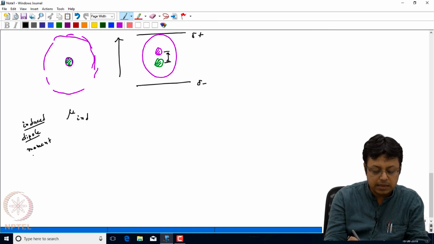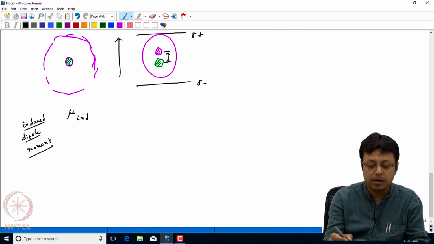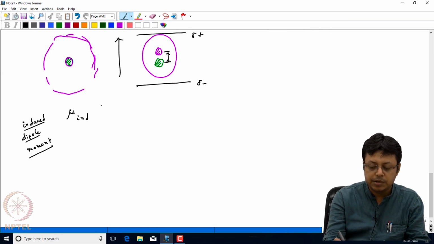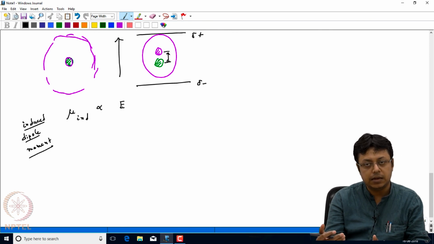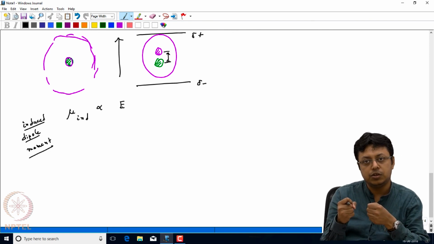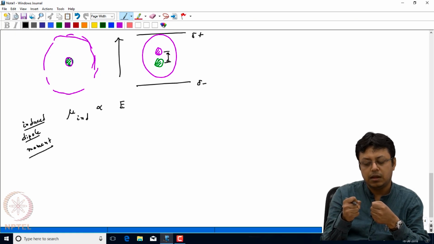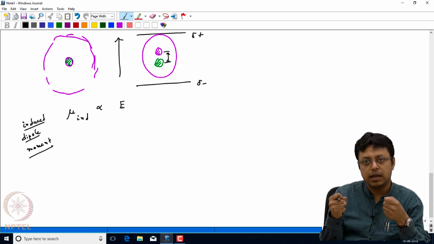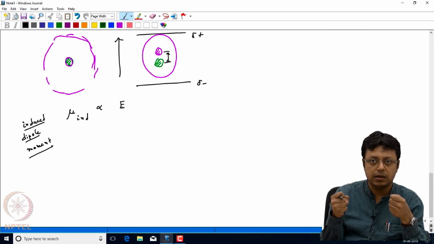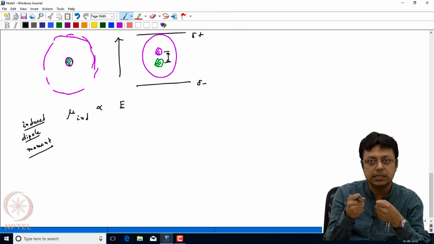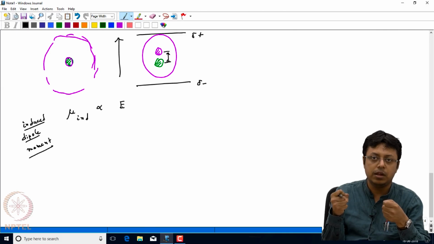So, then you can think that the strength of this induced dipole moment to some approximation will be proportional to the strength of the applied electric field, meaning if the electric field is too strong, I will distort the electron cloud and move the nuclei in the other direction more and more efficiently. So, I am basically increasing the distance between them, which means the magnitude of the dipole which is induced will be more and more.